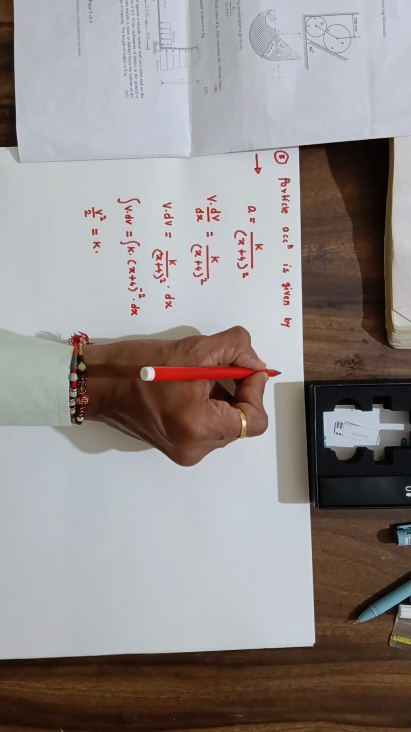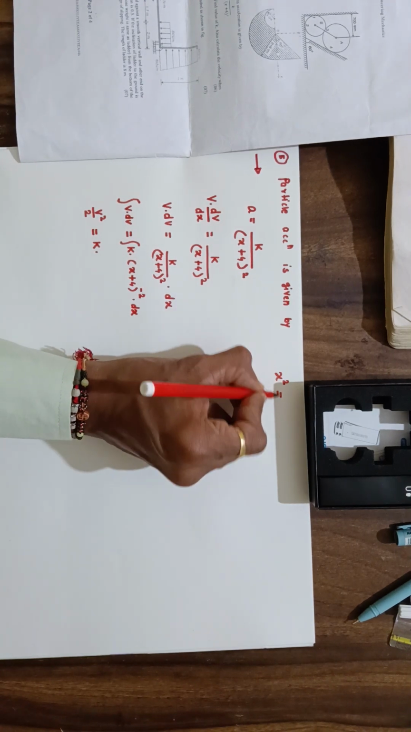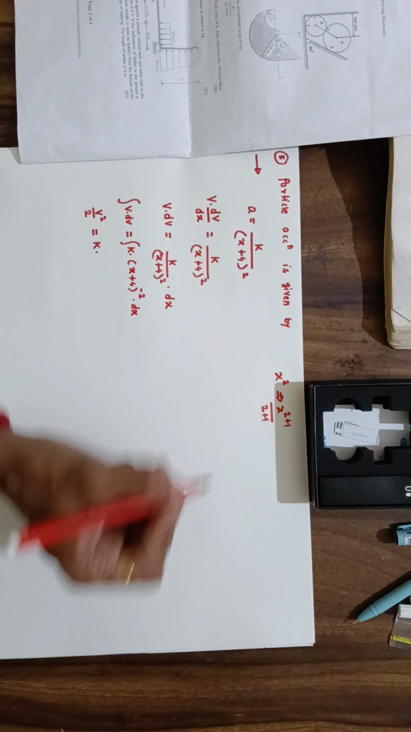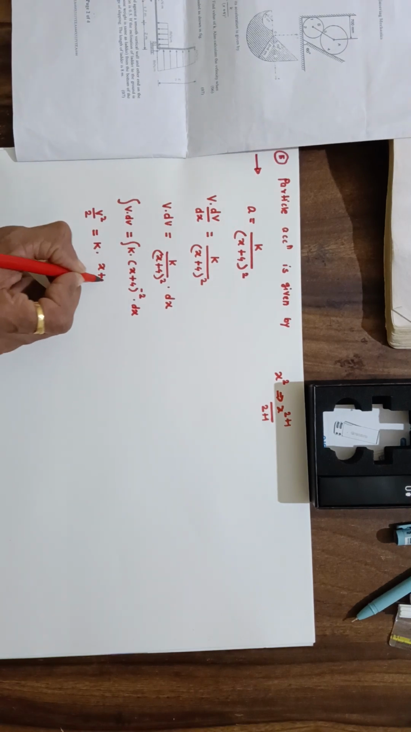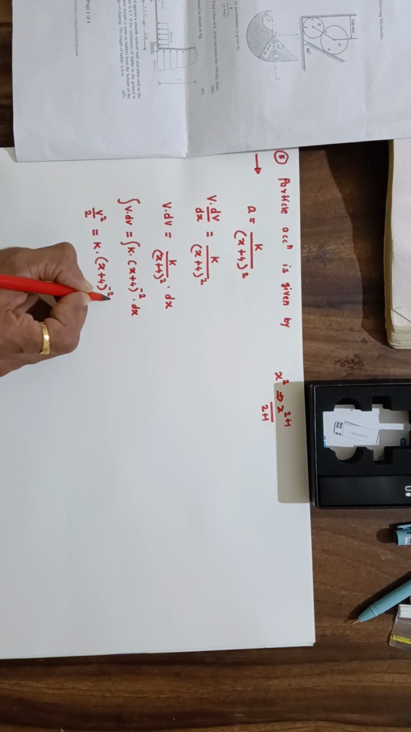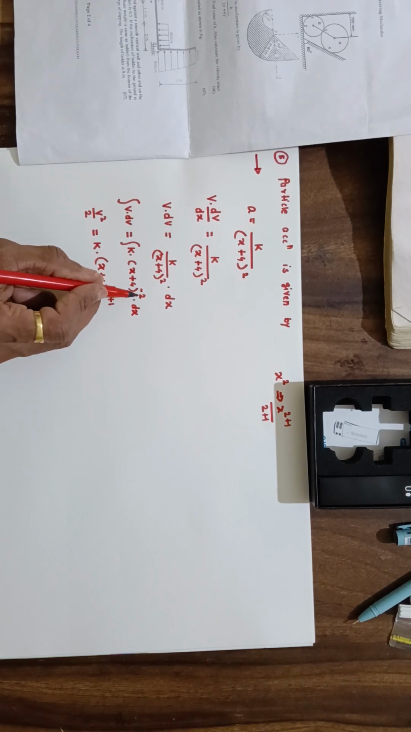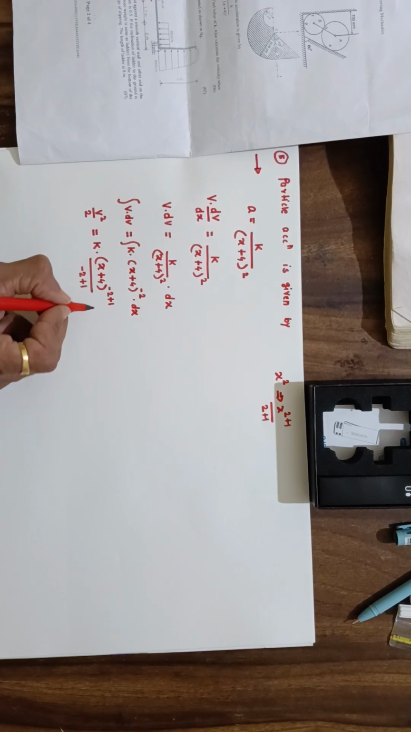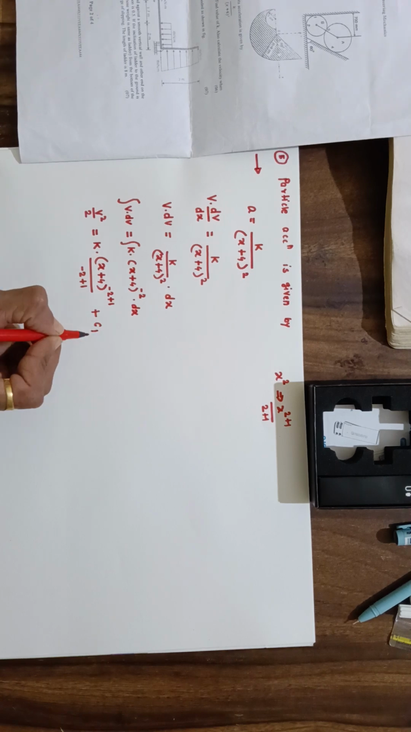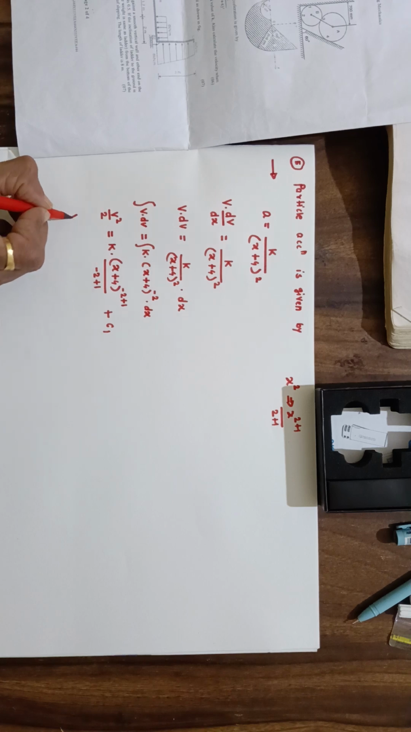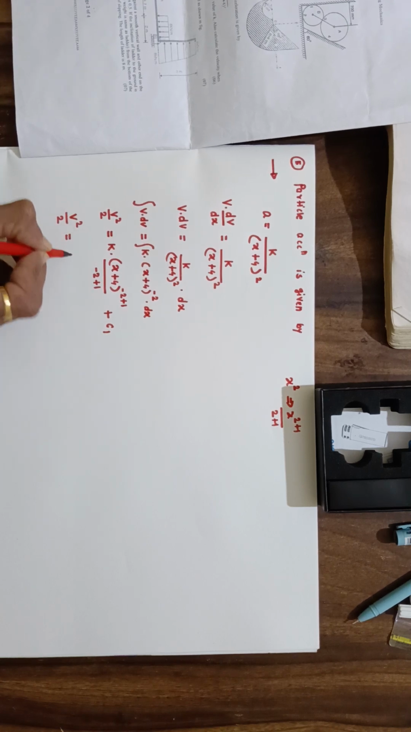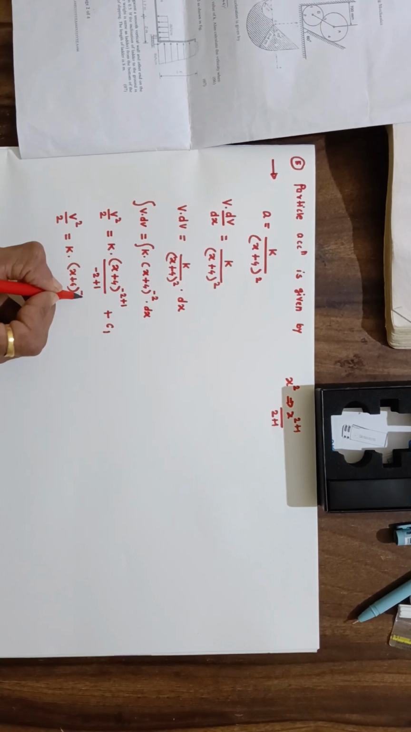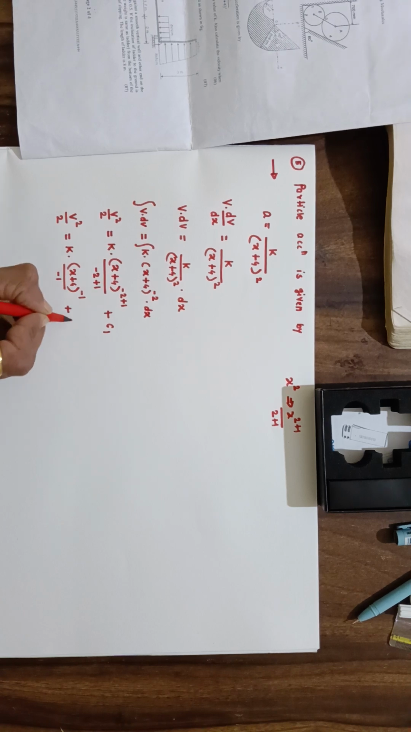So we can integrate this. The integration of x to the power n is x to the power n plus 1 divided by n plus 1. Same for x plus 4, where n is minus 2, so minus 2 plus 1, plus the constant of integration, c1. Now simplify this equation. So v square upon 2 is equal to k (x plus 4) to the power minus 2 plus 1, divided by minus 1, plus c1.